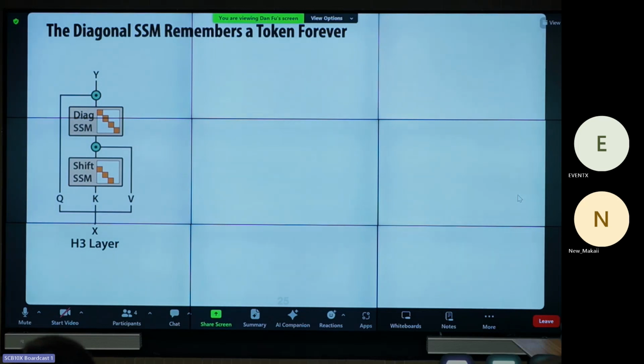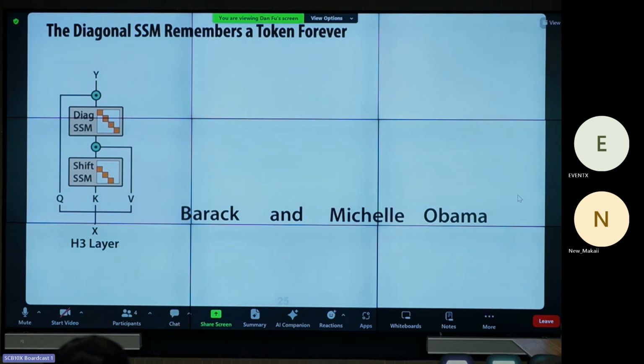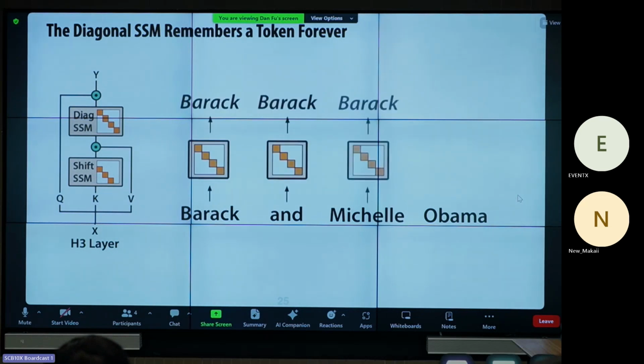Meanwhile, this diagonal state-space model can remember a token forever. Once you've seen it once, you can keep it for the entire sequence. So here, instead of bringing forward what we just saw, the first time we see Barack, we're just going to keep going and memorize it for the entire sequence.